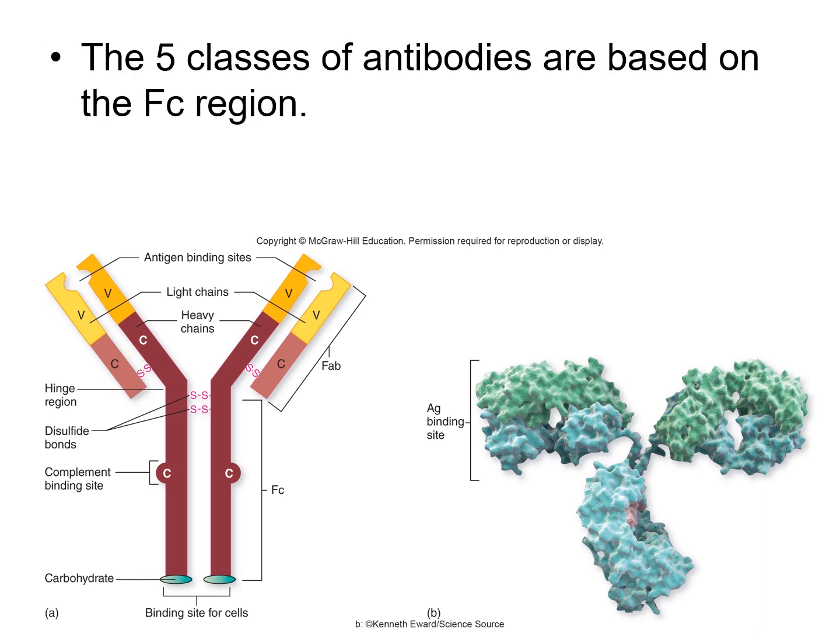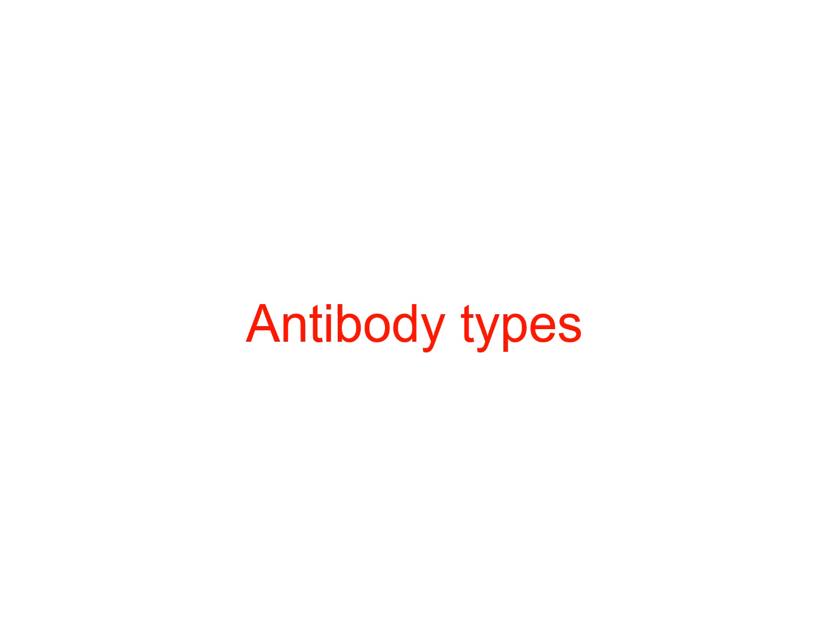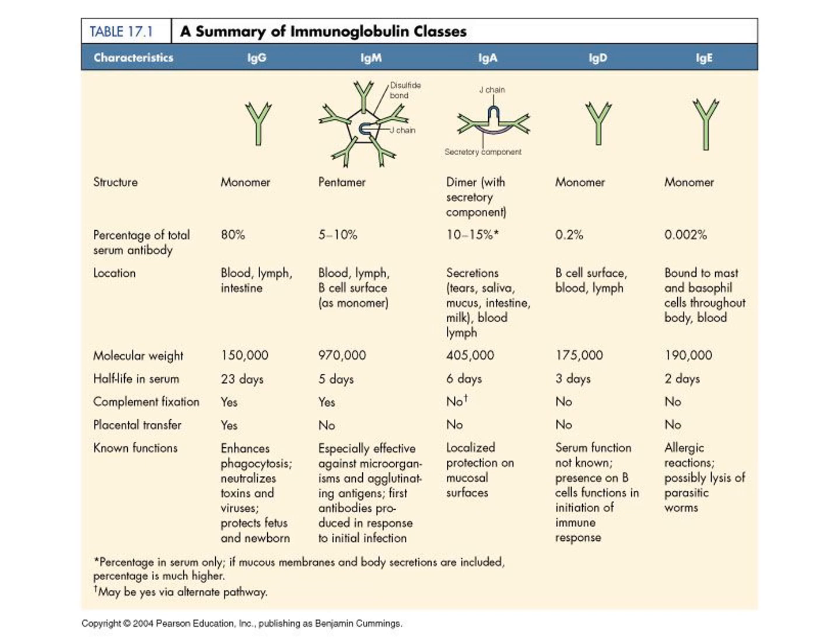There's 5 classes of antibodies based on the FC region. So immunoglobulin M, immunoglobulin A, immunoglobulin G, immunoglobulin E, and immunoglobulin D. The only difference is that FC region. So let's look at the antibody types. Here are the types: MAGED, G, M, A, D, and E.